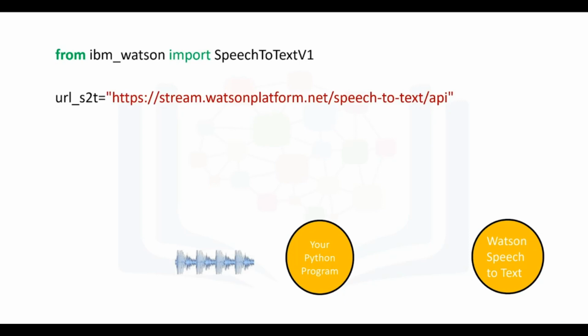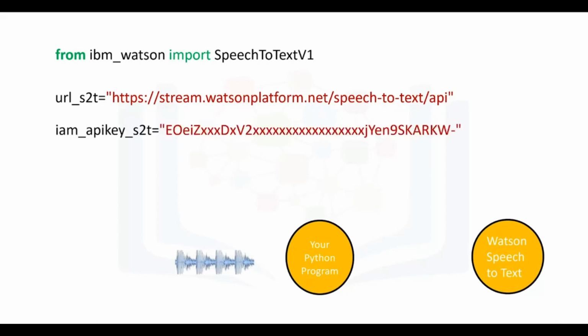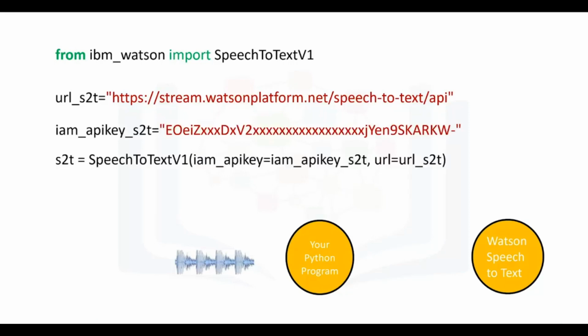We store the information in the variable URL_S2T. To find out which URL to use, view the service credentials. You will do the same for your API key. You create a speech-to-text adapter object. The parameters are the endpoint and API key. You will use this object to communicate with the Watson speech-to-text service.